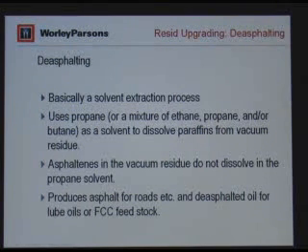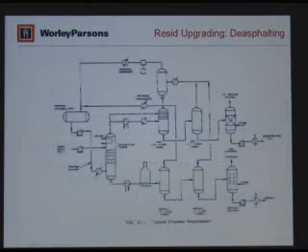And the process is used, and obviously we do need asphalt. We have lots of roads here in California, but we don't really need that much asphalt. Even though we build a lot of roads here, it's a useful product, but there's a limit to how much you can sell. But basically, it's a solvent extraction type of process.